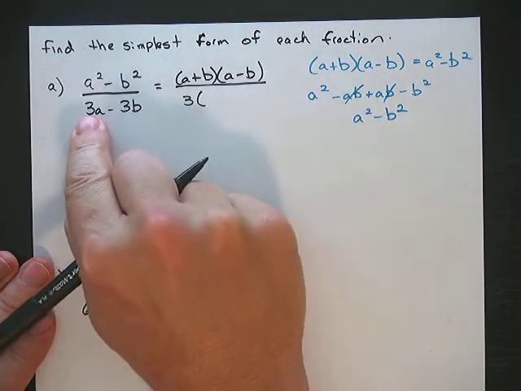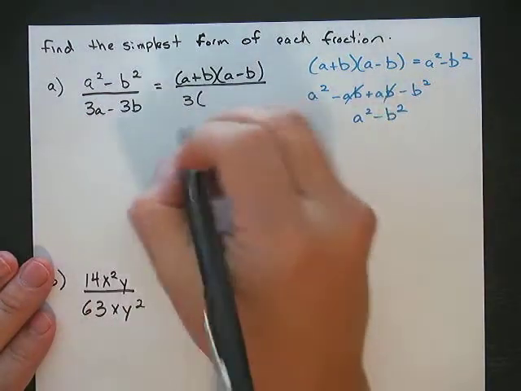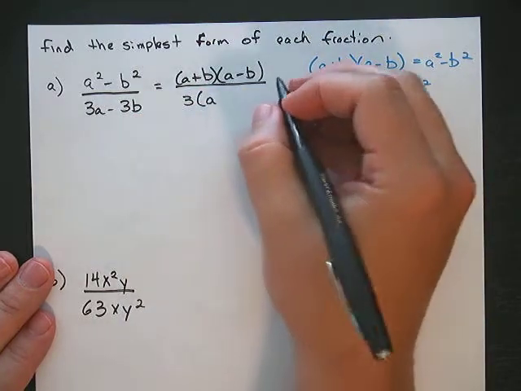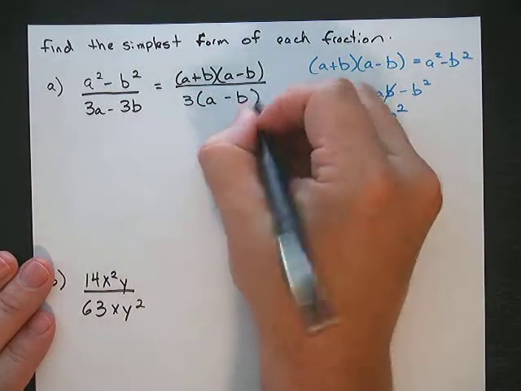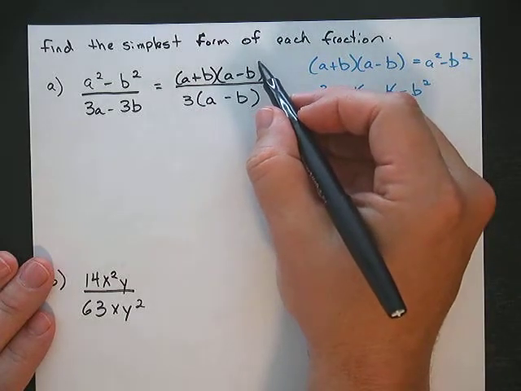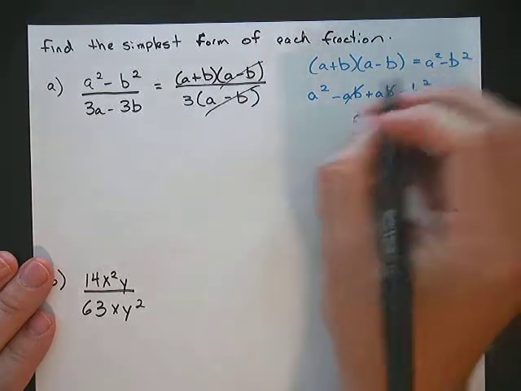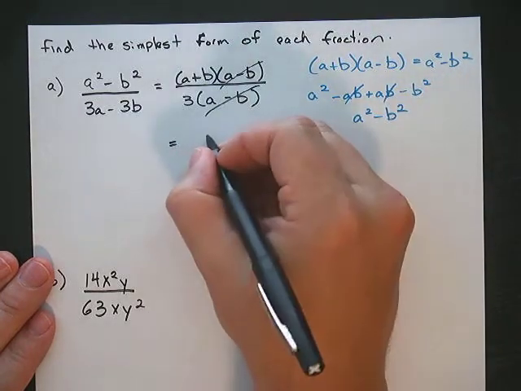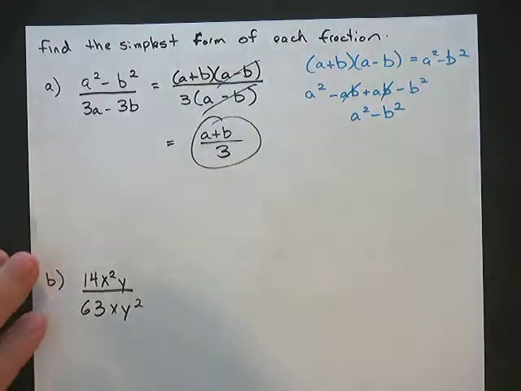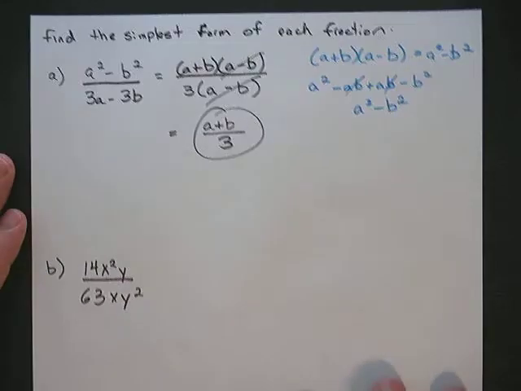So if we factor a 3 out of this, basically divide it out, 3a divided by 3 would just leave the a. Likewise with the negative 3b, if we take out the 3, we just leave the negative b. Okay, so given that, we can reduce the a minus b that's in the numerator and the denominator, and we get a plus b over 3. And that's reduced.